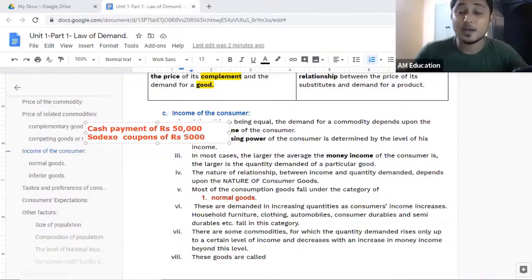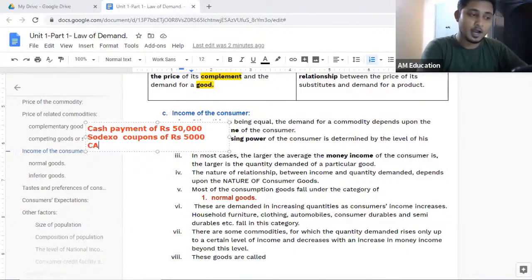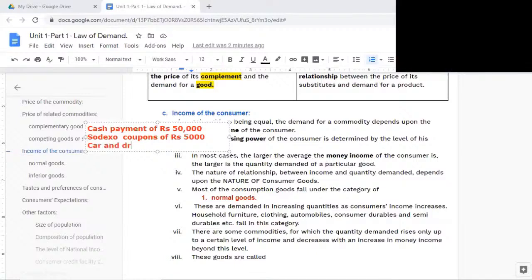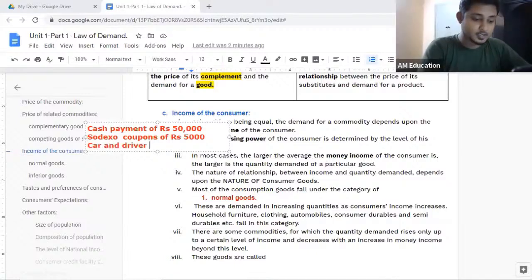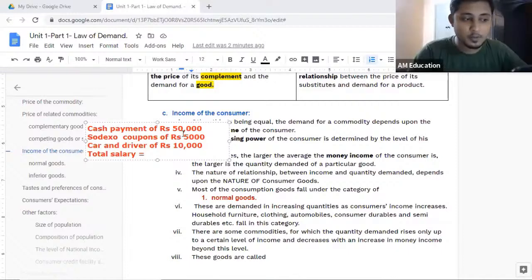And you are also given a car and a driver every day, whose cost for 1 month is 10,000. The rent for the car and the driver per month is 10,000. So how much is the total salary? 50,000. What about these two things? The employer is not paying you this?